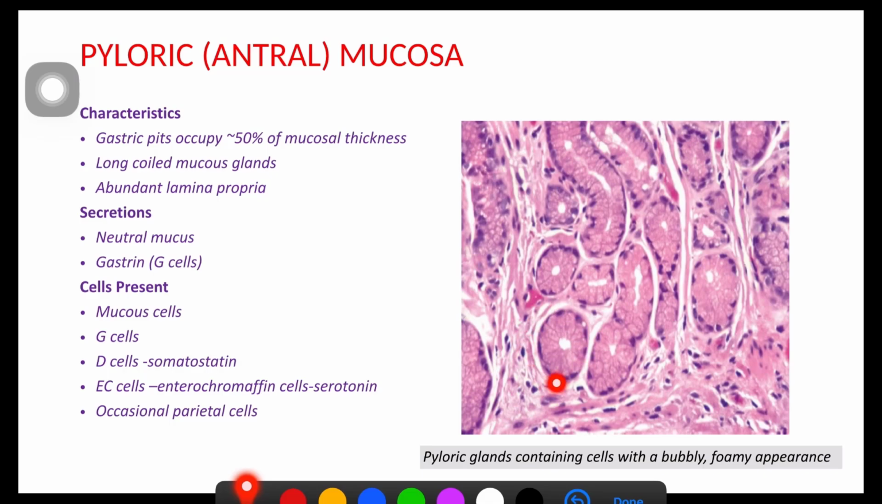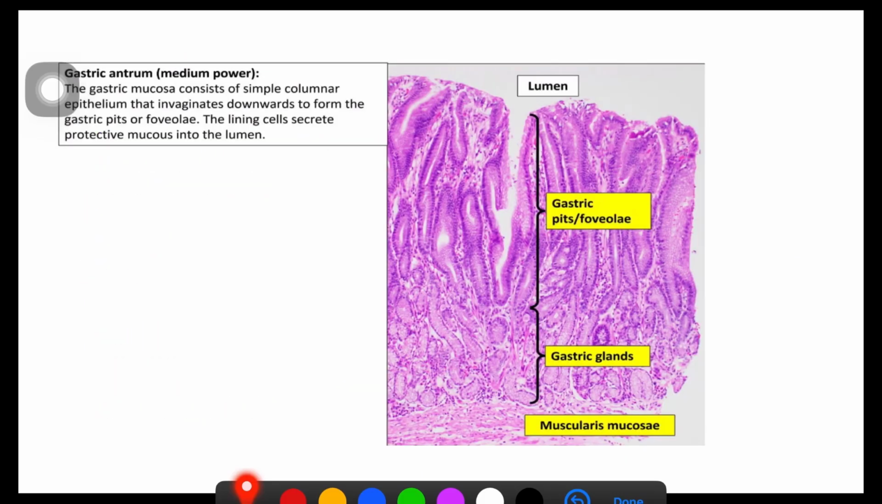G cells are there which produce gastrin, and other cells which are present are mucus cells, D cells which secrete somatostatin, EC cells, enterochromaffin cells which secrete serotonin, and occasional parietal cells. So if we see in medium power the gastric antrum, here you can identify gastric foveola, and these are the gastric glands, and this is muscularis mucosa.